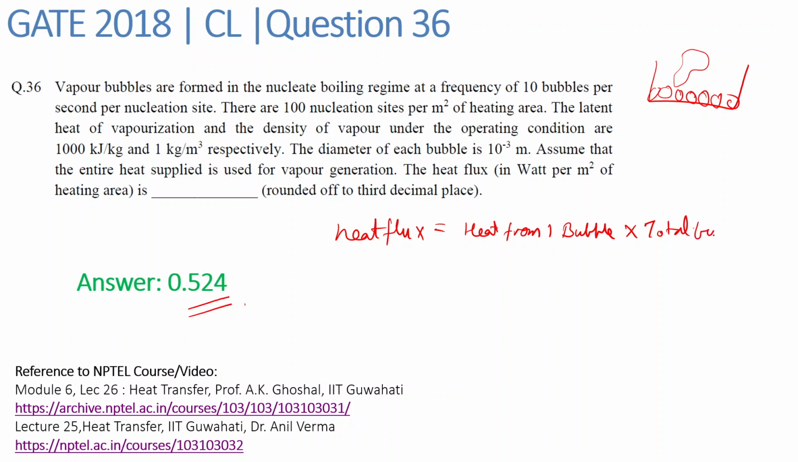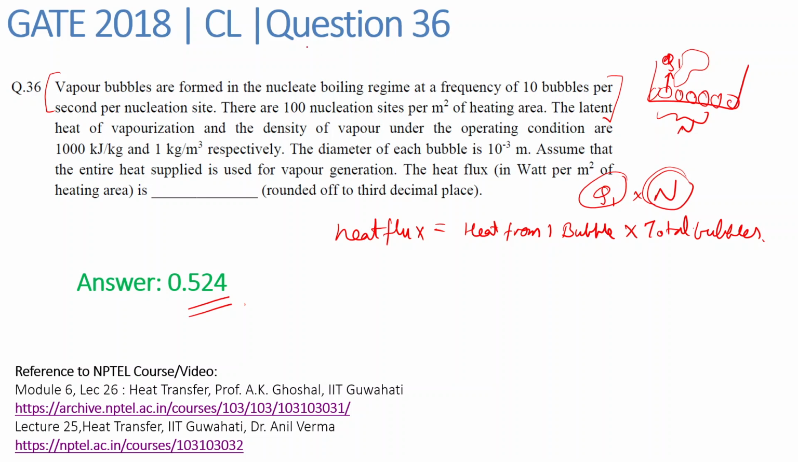Okay. So let's say if the heat from one bubble is Q1 and there are total n bubbles, so the heat will be Q1 into n. Now we have to find both of these terms, n and Q1. So to find this n, we will use the first two line of information.